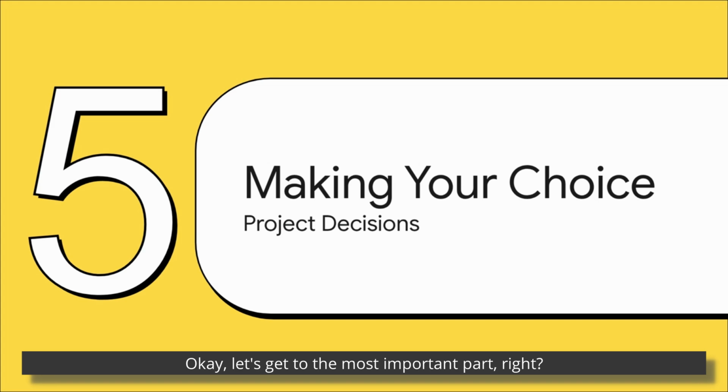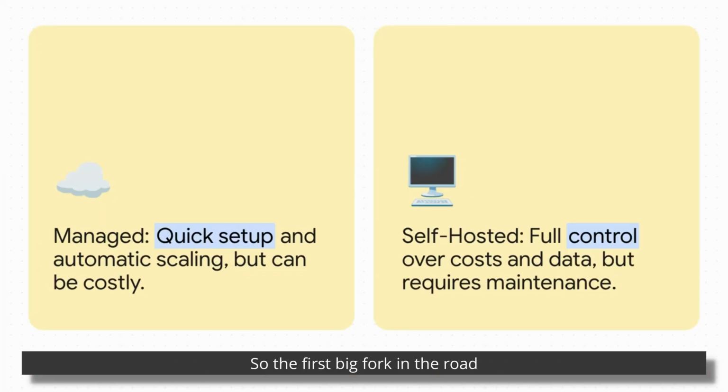Okay, let's get to the most important part, right? The practical stuff. How do you actually choose the right tool for your project? Let's walk through a few key decisions you'll have to make. So the first big fork in the road is managed versus self-hosted. It's really a classic trade-off. Do you want speed and convenience, or do you want total control? Going with a managed service like Pinecone means you can get up and running in minutes with zero ops headaches. On the other hand, self-hosting something like Milvus gives you full control over your infrastructure, your costs, your data privacy, but it's going to cost you your team's time and effort to maintain it.